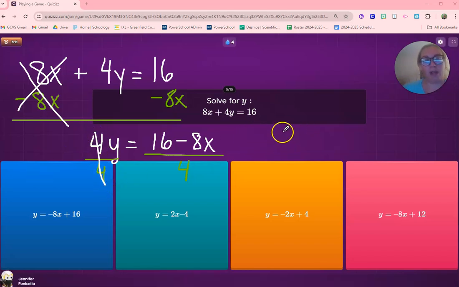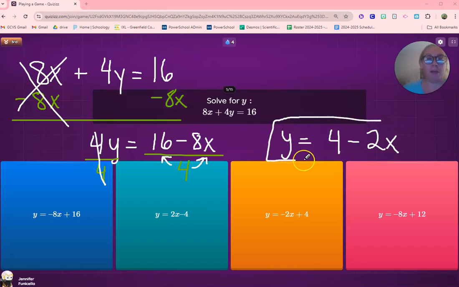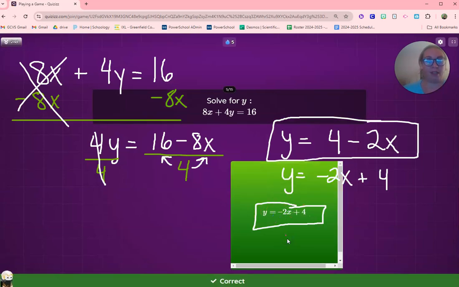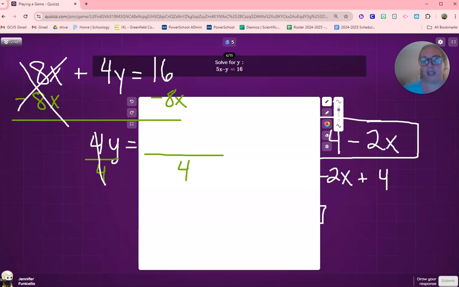4 divided by 4 is 1, so we have y equals 16 divided by 4 is 4, minus 8x divided by 4 is 2x. So we have a positive 4 minus 2x. If we flip these, essentially we have a negative 2x plus 4. So I just changed the directions of our 4 and negative 2x. And here is our solution, negative 2x plus 4. Beautiful. Nice job, y'all.